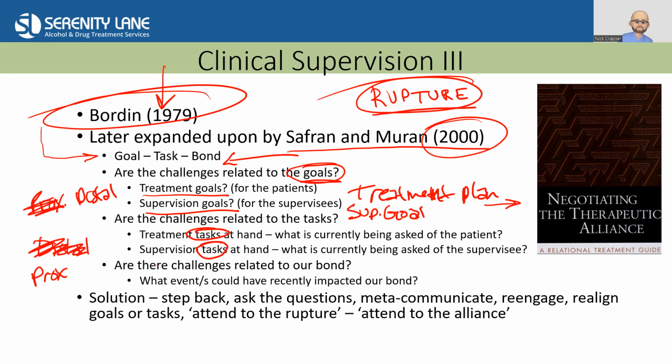And then, is the rupture that we're dealing with the bond? So is there something that was said, or was there an event or something that took place that recently impacted our bond? So is the rupture that we're dealing with, with the supervisee or with our patient, related to goal, task, or bond? And it's really easy to surmise if the situation was goal, task, or bond. Simply looking back at the session, when did the rupture take place? And that's a pretty good, easy question to ask ourselves. When did the rupture take place?